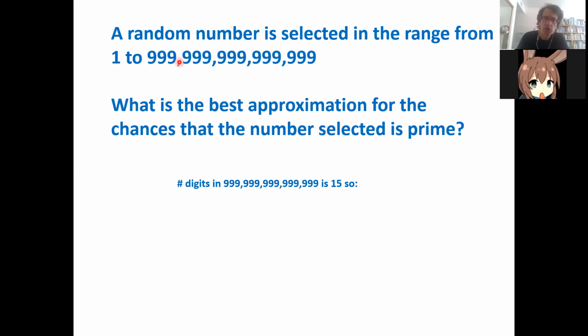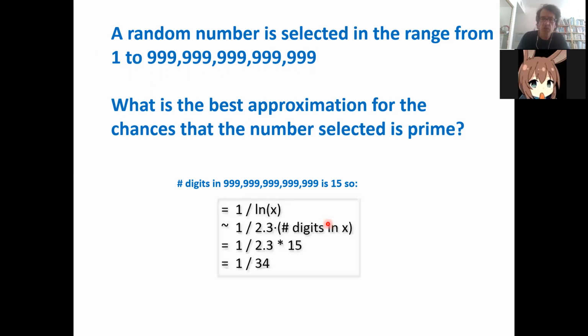So how do you approximate? If I ask you how fast you would find a prime in this range, the number of digits here is 15. So the probability with which you hit a prime here is one over the natural logarithm of this number, which is 2.3 times the number of digits, which is 2.3 times 15. So it's 1 in 34.